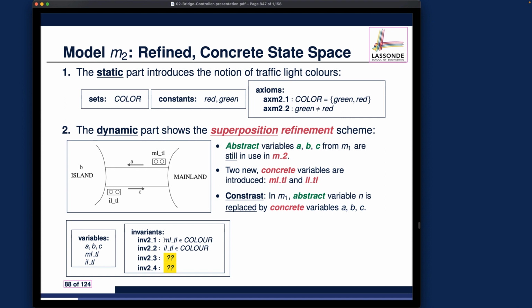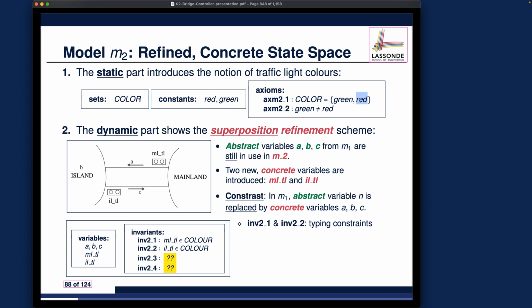Let's now try to do some exercises. Given the variables are these A, B, C, MLTL, ILTL, we got 5 variables in the concrete state space for M2. What should be the invariants? Well, the first two invariants are simply the so-called typing constraints. We're saying that MLTL, ILTL, so these are just traffic lights, meaning that the value of each light should be one of the distinct states, which should be either green or red.